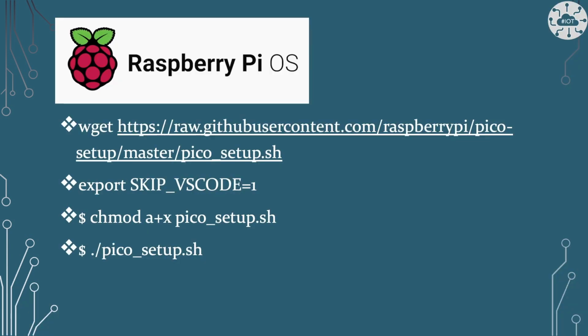I installed the Raspberry Pi Pico toolchain on Raspberry Pi OS using the quick start approach, so downloading picosetup.sh. I tell it to skip VS Code because I don't generally use VS Code. Generally, especially on a Pico, I use other approaches and probably edit the code remotely on my Mac. I then made the Pico setup executable and ran that, and it worked absolutely fine and installed flawlessly on Raspberry Pi OS.